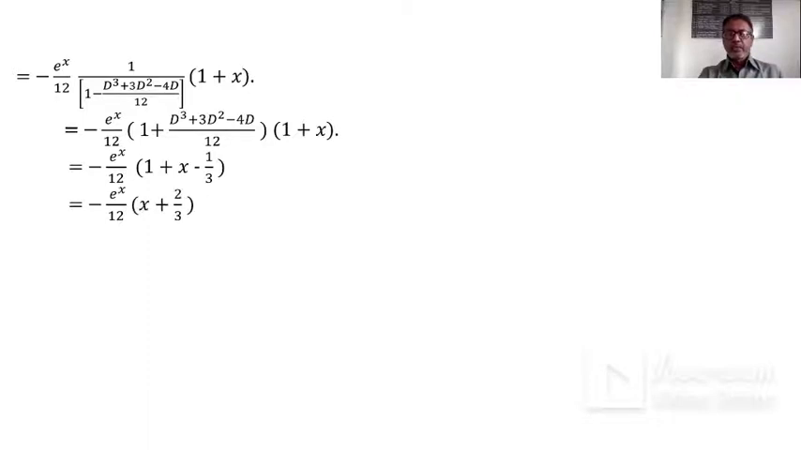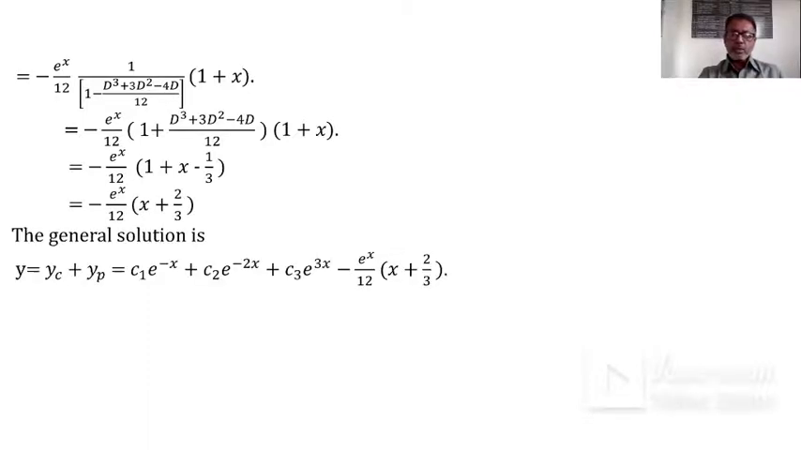And then we write the general solution from this. The general solution is y equals yc plus yp. We have seen that yc is c1 e to the power minus x plus c2 e to the power minus 2x plus c3 e to the power 3x, minus e to the power x upon 12 into the bracket x plus 2 upon 3. This is the general solution of the given differential equation. Here we use the result 1 upon f of d operating on e to the power ax times v. Now we see one more example.